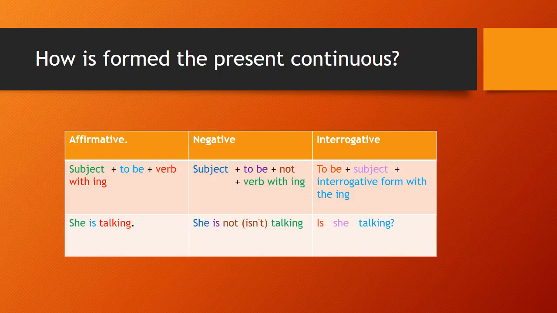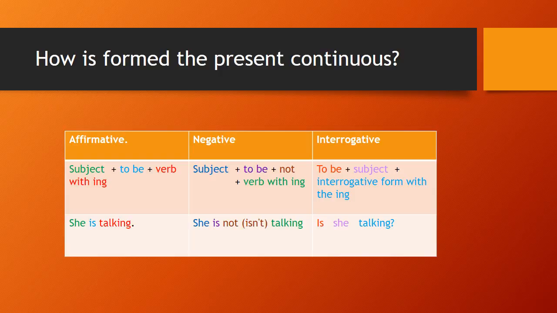We have subject plus to be plus verb with ing. So the example would be she is talking. Note that the colors are designed: the subject is green with she, the verb to be is, and the verb with ing, talking. She is talking.